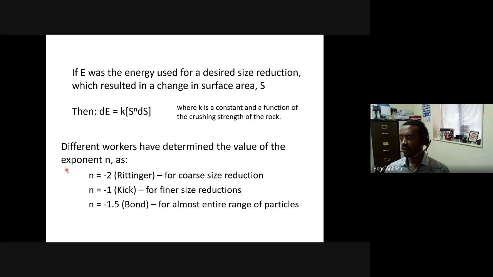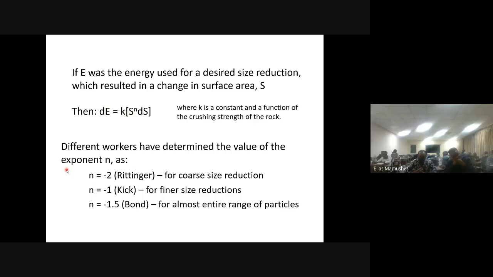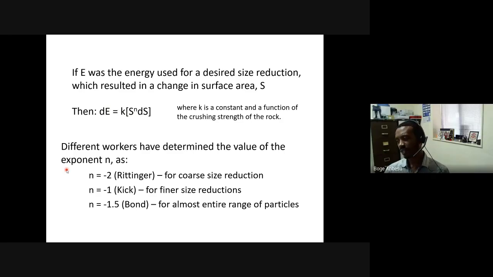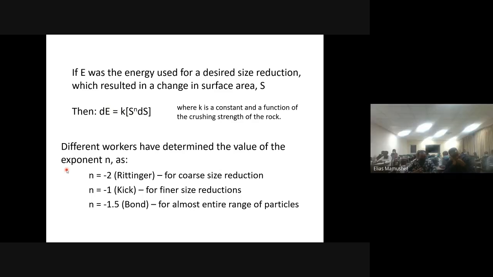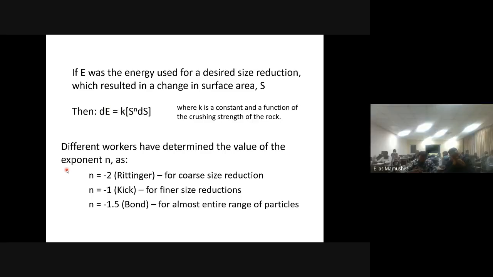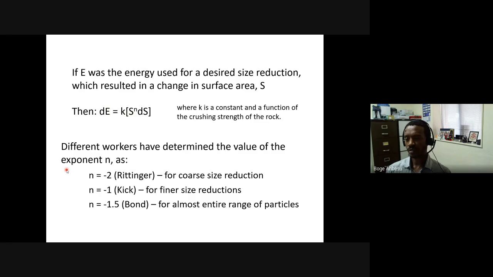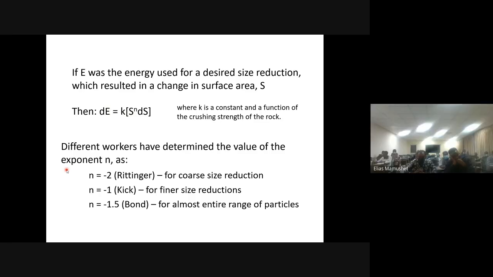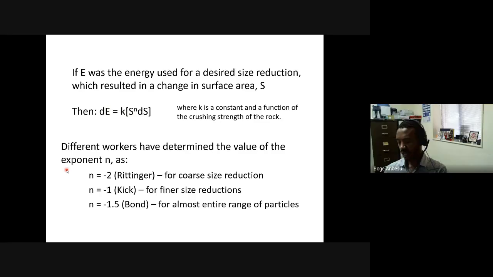So if n is, for example, taken as -2, Rittinger is the person who developed a model based on that, which applies for coarse particles. Another model, by Kick, takes n as -1. A more accepted universal model, developed by Bond, takes into consideration that n is about -1.5. And this can be applied over a wide range of particle sizes as well.